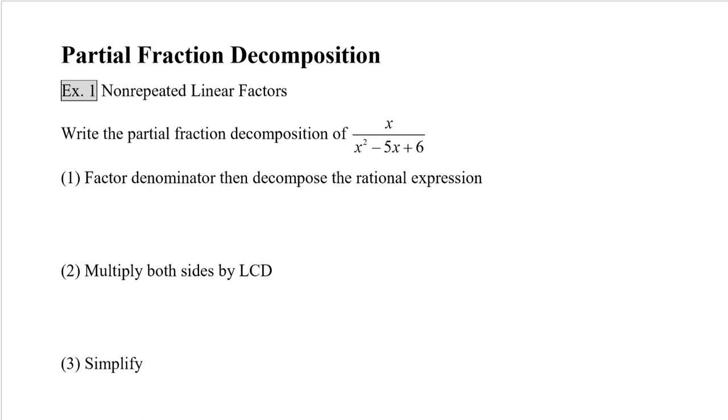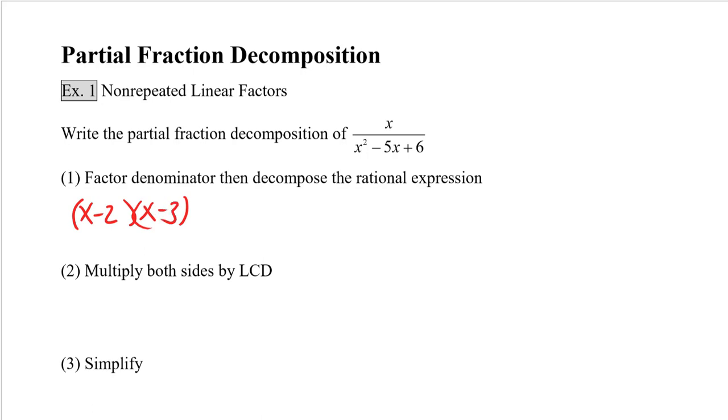So our first example is non-repeated linear factors. We're asked to write the partial fraction decomposition of x over x squared minus 5x plus 6. Now the first thing you always do is you factor the denominator. So we'll start by factoring x squared minus 5x plus 6. So this factors into x minus 2 times x minus 3.